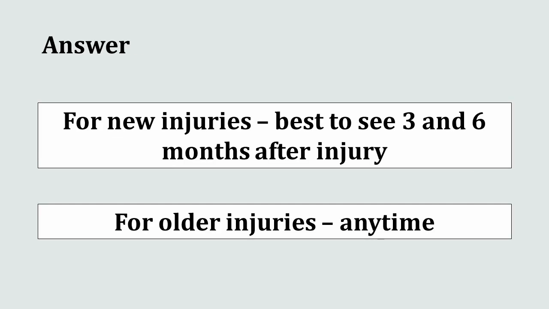I think there's really two answers to this. For new injuries, it's best to see a multidisciplinary team at 3 and 6 months after injury. And this is all based around that muscle atrophy timeline and making decisions around nerve transfer. And then for older injuries, really any time. We have tendon transfers available, and we can work those up at any point in time.